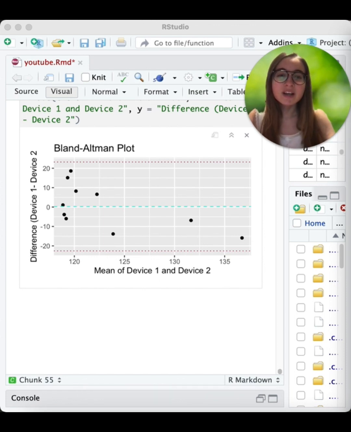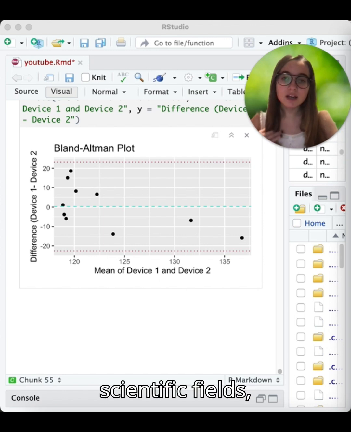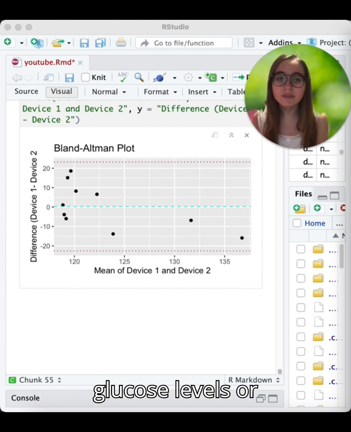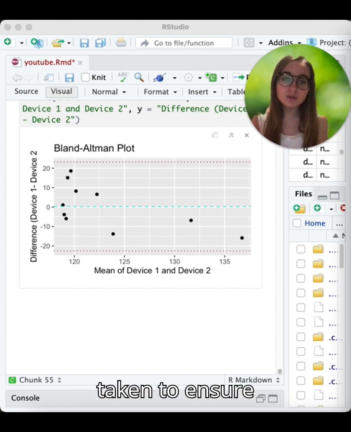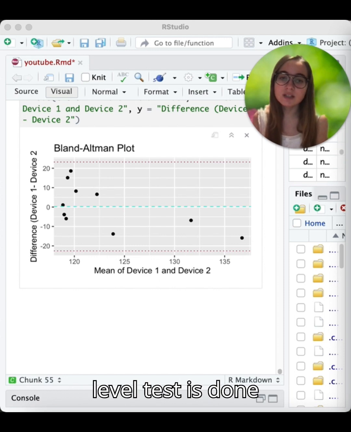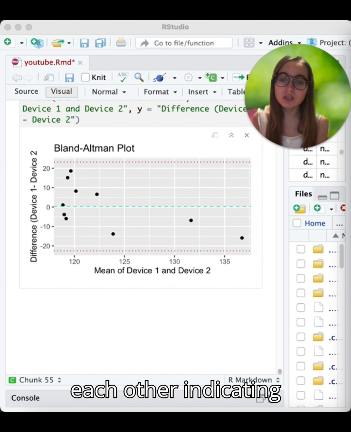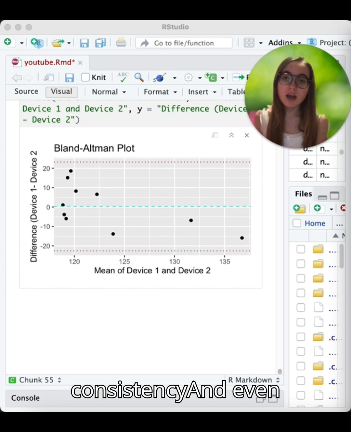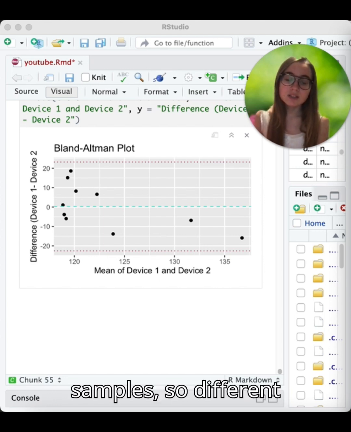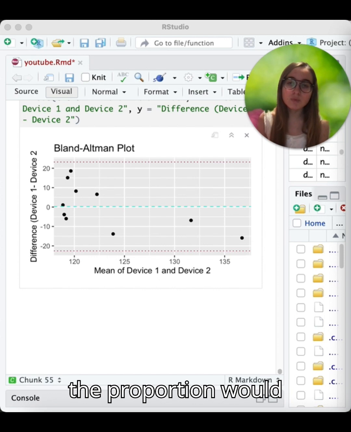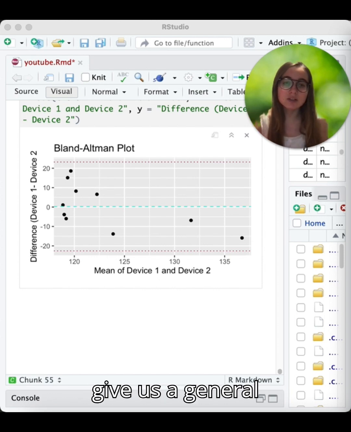It's so simple. And then in medical and scientific fields, repeated measurements of the same quantity like blood pressure, glucose levels, or heart rate are often taken to ensure accuracy and reliability. For example, if a glucose level test is done multiple times on the same patient, ideally all measurements should be close to each other, indicating consistency. And even if we have different samples, so different means, taking the proportion would give us a general measurement.